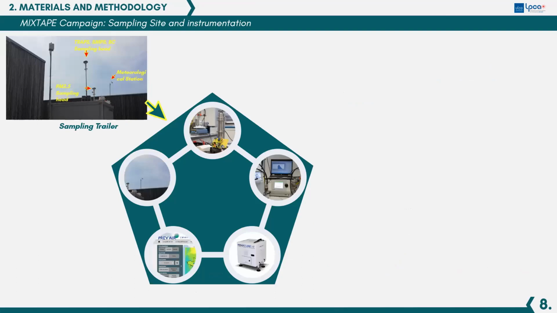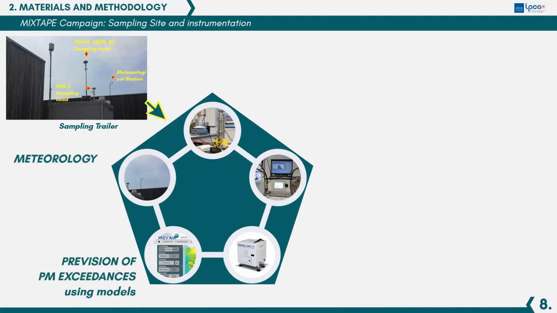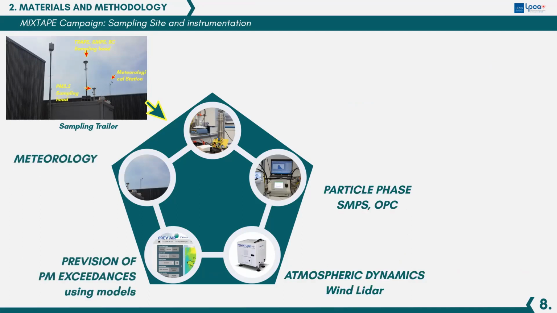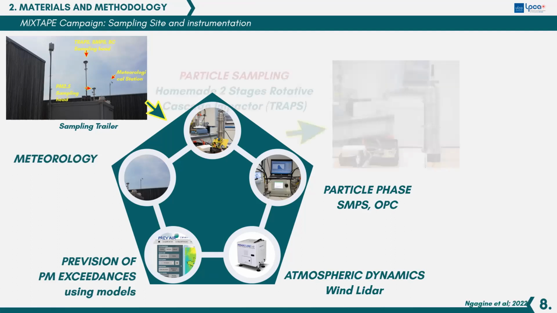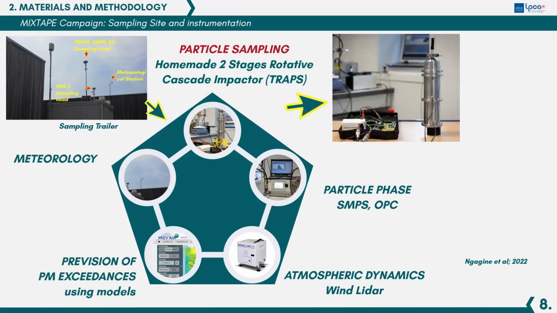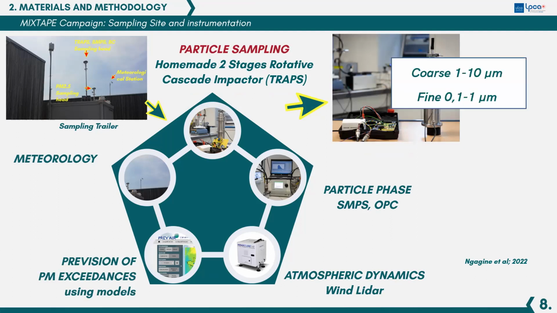So we deployed a trailer at the rooftop of the University of Littoral Coast, located inside the city, in order to monitor simultaneously meteorological parameters, particle phase parameters with SMPS and OPC, and atmospheric dynamics. And together with particle sampling that was performed using a homemade two-stage rotative cascade impactor named TRAPS that allowed sampling of coarse and fine aerosols and particles.